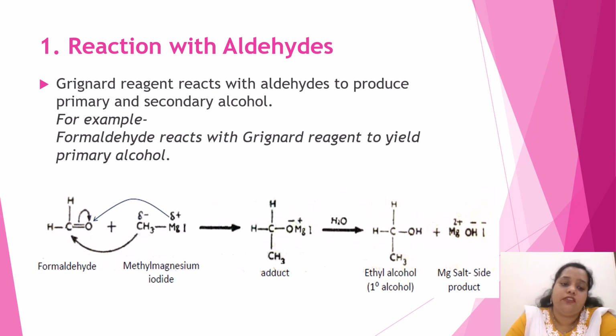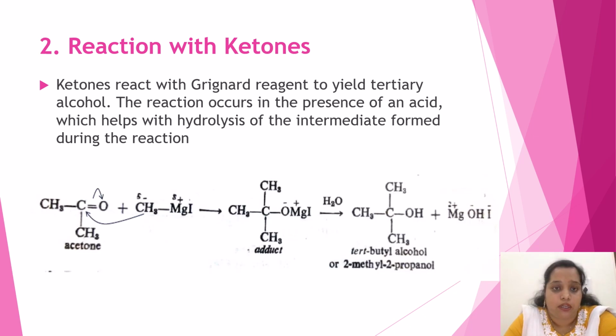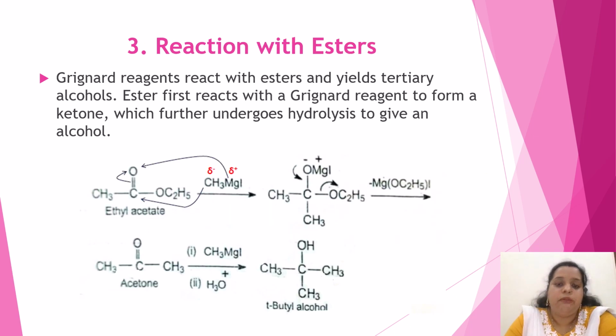Here the example is formaldehyde, which, when reacted with methyl magnesium iodide, forms ethyl alcohol and an Mg salt as a side product. Talking of ketones, when ketones react with a Grignard reagent, they form a tertiary alcohol. Here also, the ketone is reactive with methyl magnesium iodide and forms tertiary butyl alcohol, and an intermediate or side product is formed.